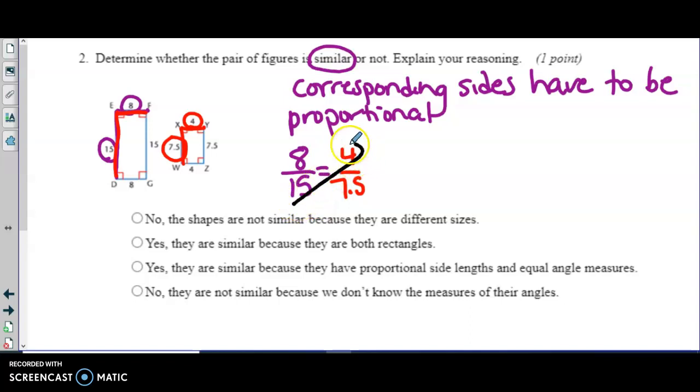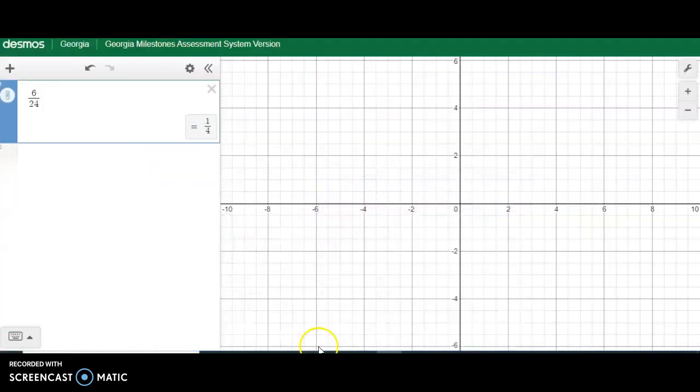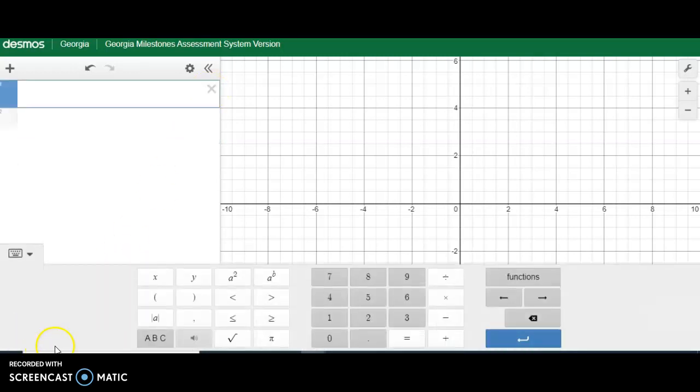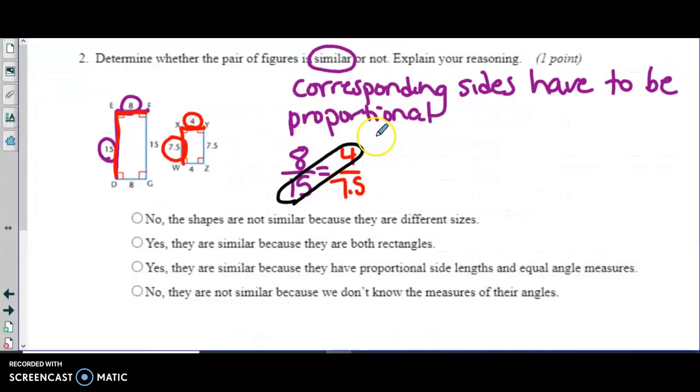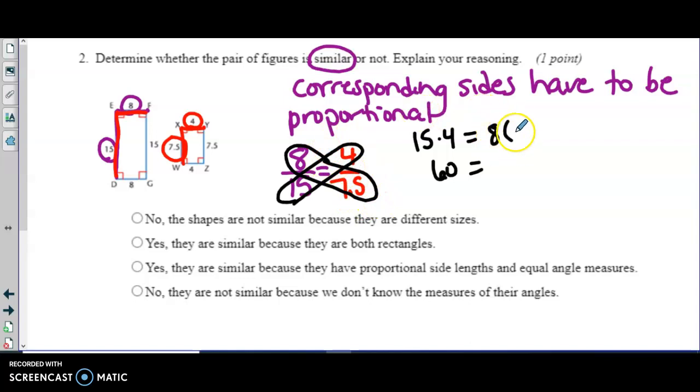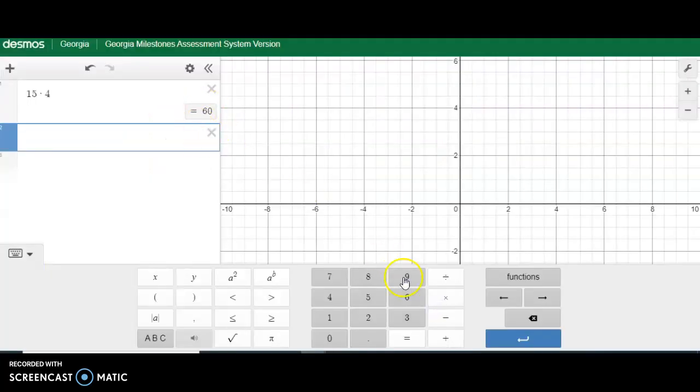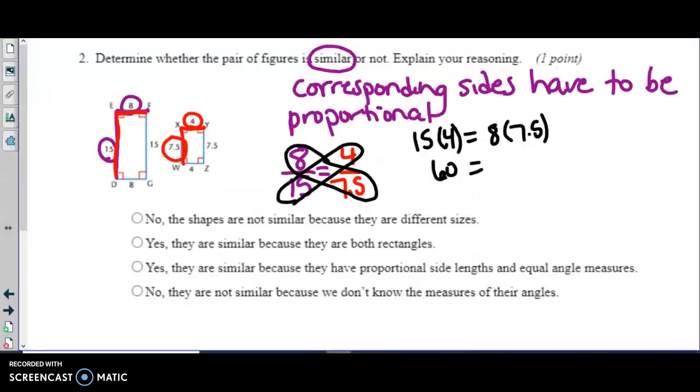And now let's cross multiply and see if they're equal. So we're going to do 15 times 4. That's 60. And we're going to also do 8 times 7.5. I guess I'll use parentheses. So I'm going to go over here to my calculator and type in 8 times 7.5. That also equals 60. So since they are equal, then they are proportional, which means they are similar. So we know that yes, they are similar.